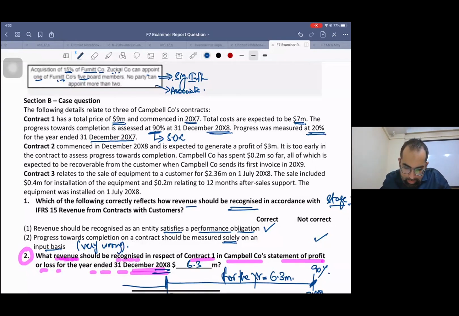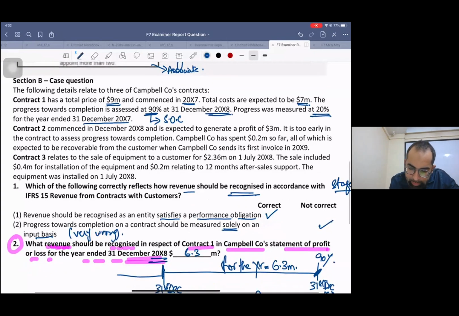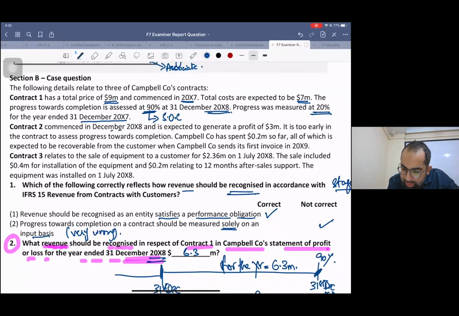Listen, now the contract commenced in December X8. It is expected to generate a profit of 3 million. See the statement, see the wording: it is too early in the contract to assess the progress towards completion. We can't say anything.